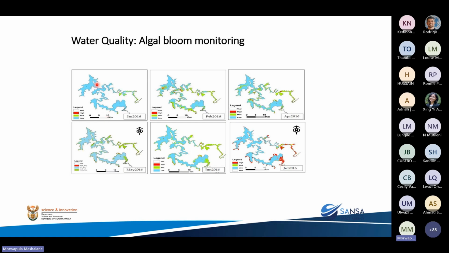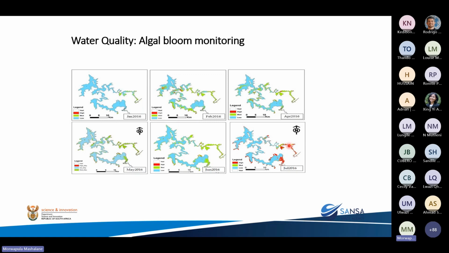So we monitored the dam from January 2016 to July 2016. So the blue means low, that is good quality, or low intensity of algae. And then green means medium, red means high intensity of algae. So as you can see the progression from January to July, and you see that where I'm pointing, that's where there's high intensity of algae in the dam.